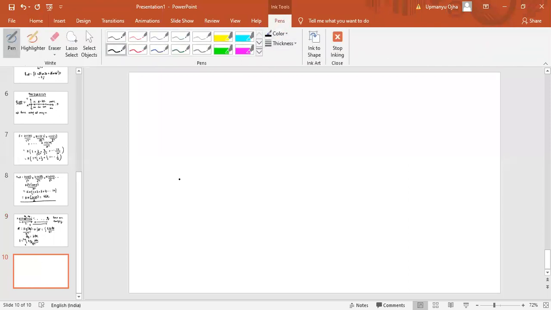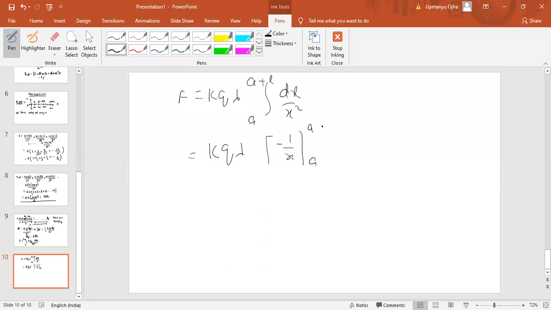Now if we integrate this, we'll get what? The net force F equals k q lambda, where lambda is the charge density, times the integration of dx by x square, with limits from A to A plus L. Okay. So what is the integration of 1 by x square? It is minus 1 by x. So k q lambda times minus 1 by x, limits A to A plus L.